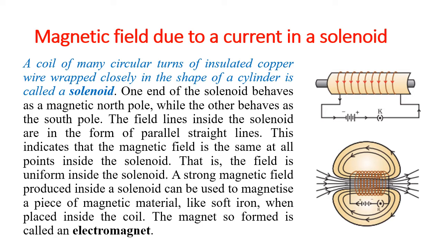A solenoid is a coil of many circular turns. You can see the number of turns here. It is indicated by the letter N. These are the number of turns. You can count 1, 2, 3, 4. Real objects don't have such few turns. The turns are many, but there are many circular turns of insulated copper wire. Copper wire it is insulated, means has a coating on the top. So when you make a coil of circular turns of an insulated copper wire in the shape of a cylinder, it is called a solenoid.